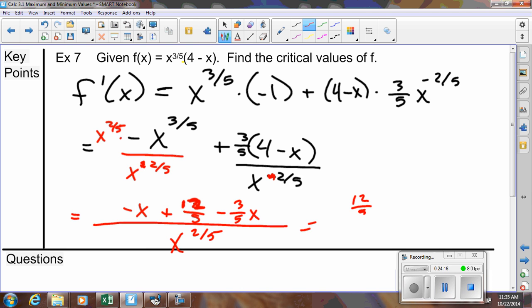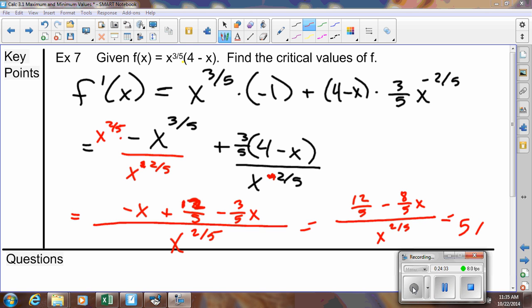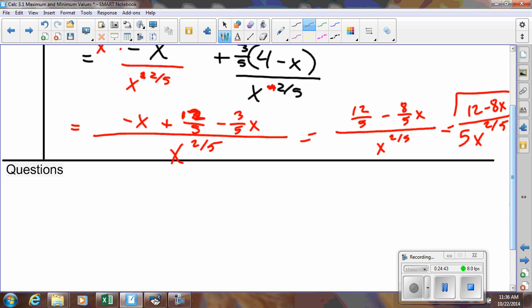Which we could then rewrite as 12 over 5 minus 8 over 5 x, over x to the 2/5. And because these are both a factor of 5, we could then bring that down to our denominator, x to the 2/5 times 5, over 12 minus 8x. So algebra has given us our derivative.